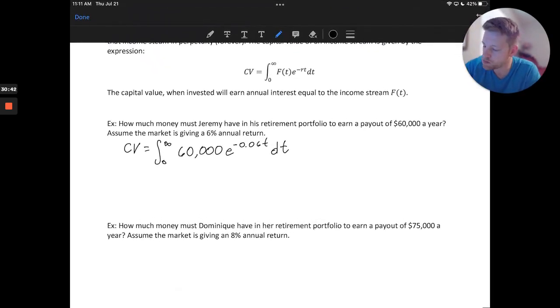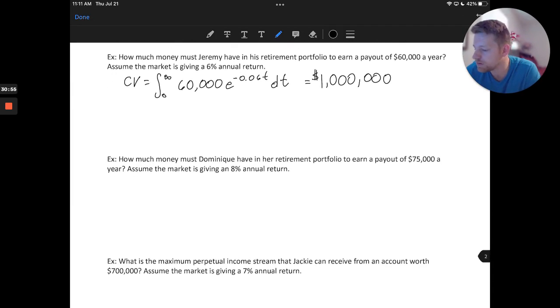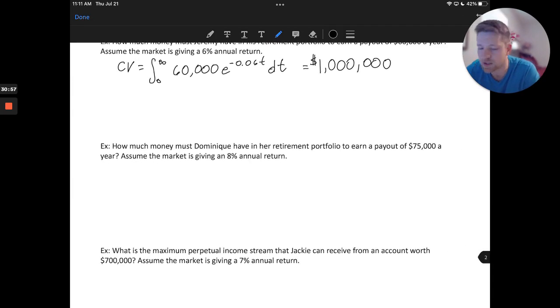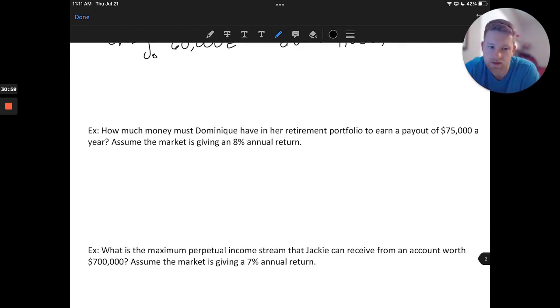I'll just kind of note that. And we'll come back to this in just a moment to test out our second method as well. We'll come back to that first example. Now let's go through these last two, and I'll give you again a second method maybe to figure this out.